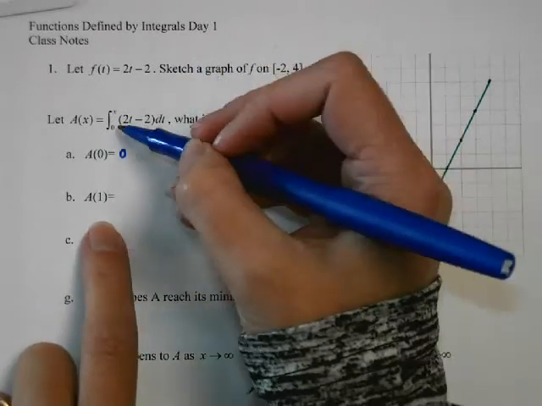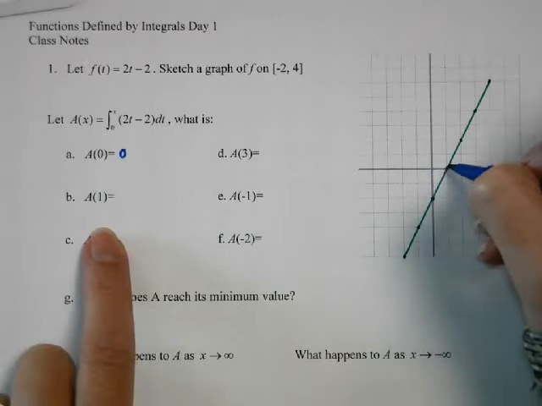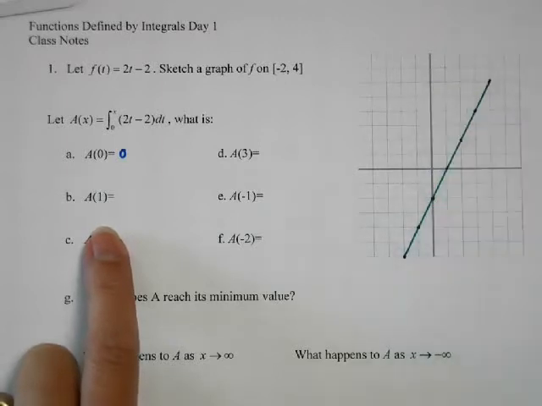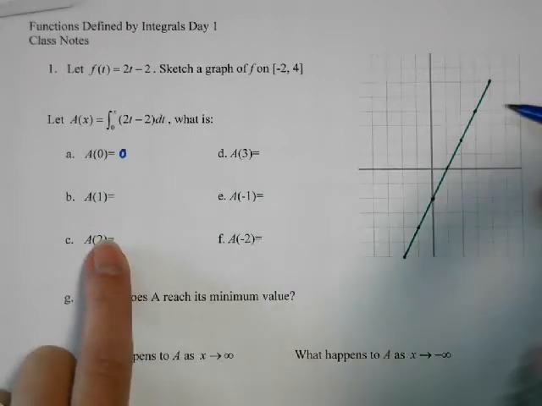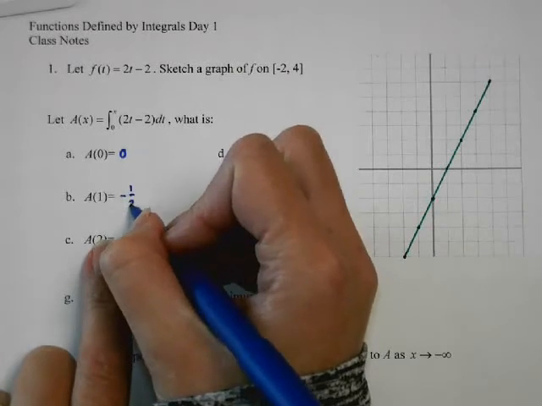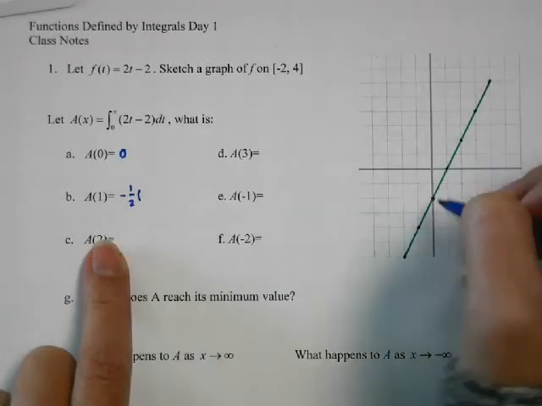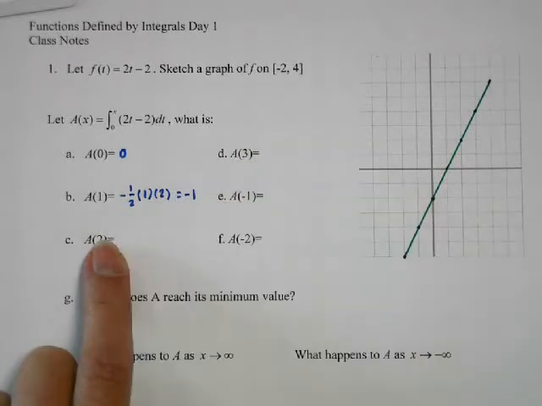A of 1 is going to be the integral from 0 to 1. So we're looking at from 0 to 1. If we look at this geometrically, that's going to be the area of this triangle. It's below the x-axis, so it's going to be negative. So it's going to be negative 1/2 times 1 times 2, which is going to be a negative 1.